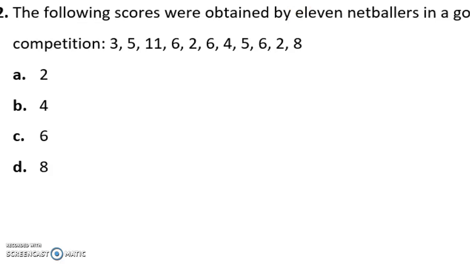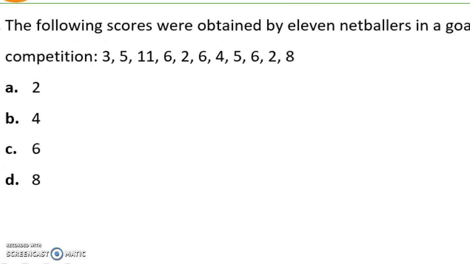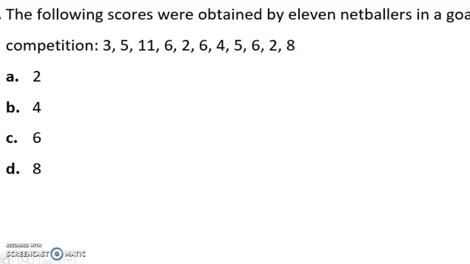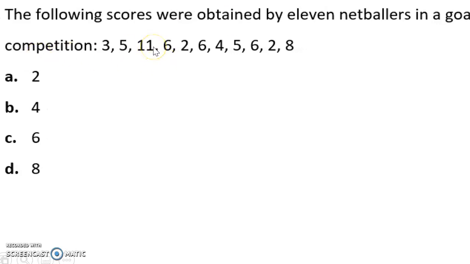All right, so the following scores were obtained by 11 netballers in a goal shooting competition, and those are the scores: 3, 5, 11, 6, 2, 6, 4, 5, 6, 2, and 8. The question is incomplete, but this question asks for the modal score. So we're looking at which score occurs most, and we have 6 occurring 3 times. So the modal score would be 6.